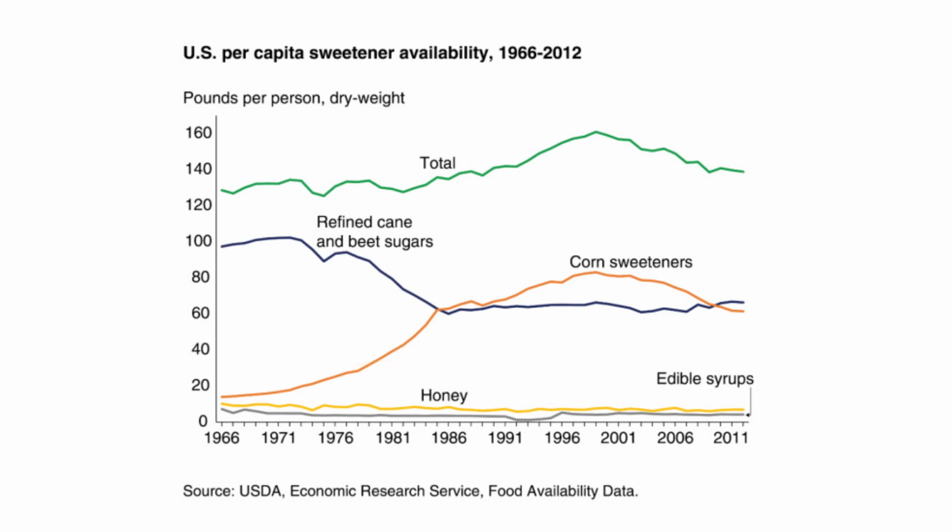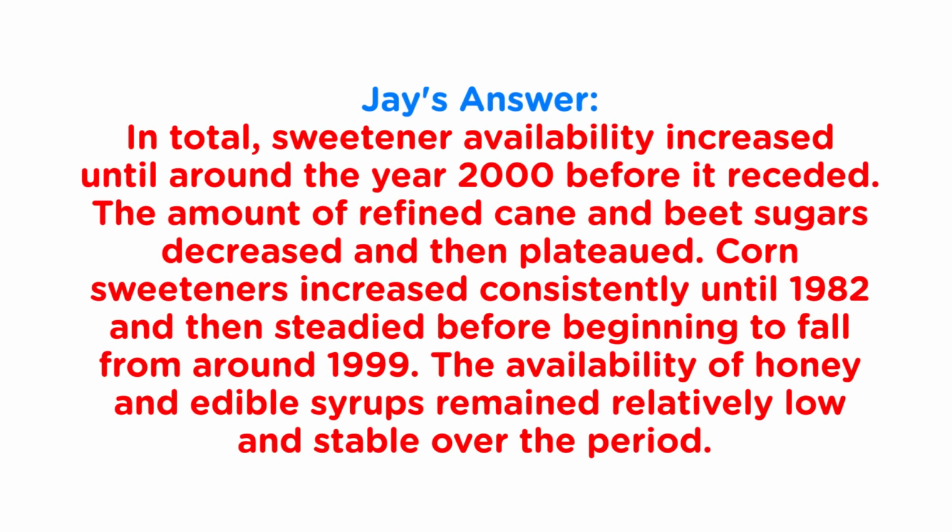Pause the video and spend a couple of minutes describing the trends over the time period. Ask yourself, do the trends increase? Do they decrease? Do they fluctuate? Do they remain stable? Don't use the y-axis just yet. Here's what I wrote. In total, sweetener availability increased until around the year 2000 before it receded.